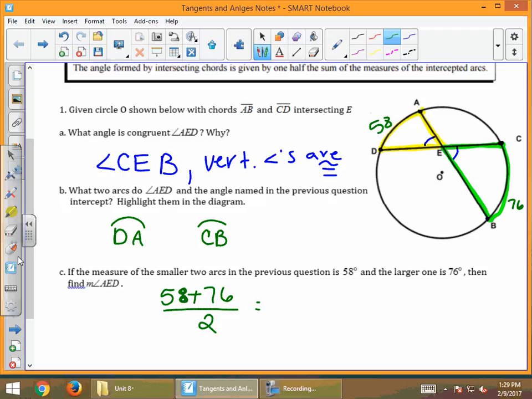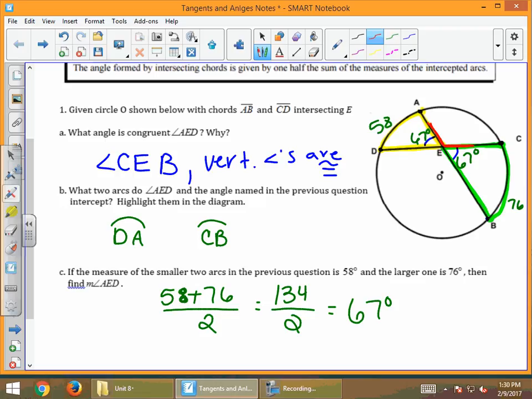Right? What do we get when we do 58 plus 76? 134. We add those together, we get 134. What's 134 divided by 2? 67. So we know the measure of this angle is 67 degrees. Which means this angle is also what? 67.